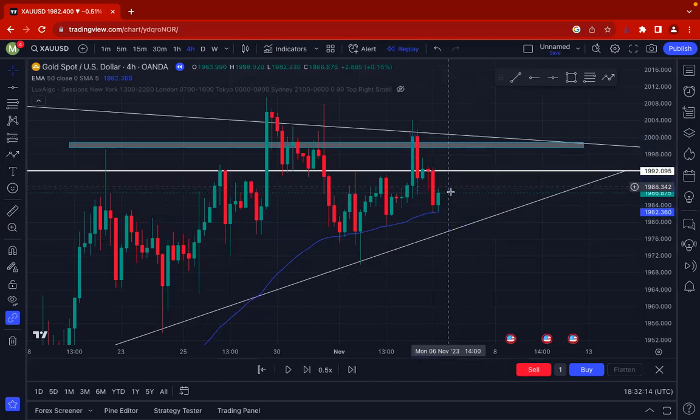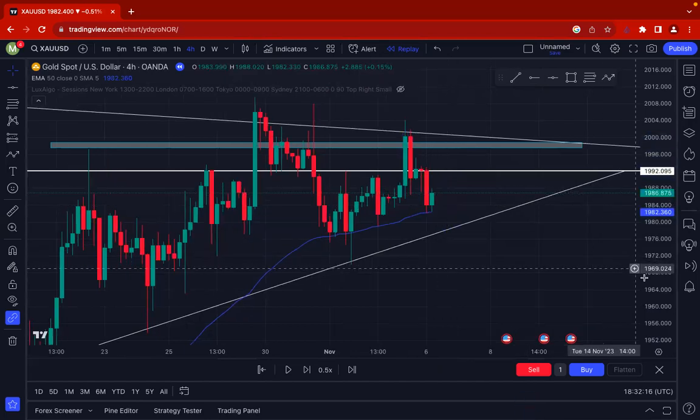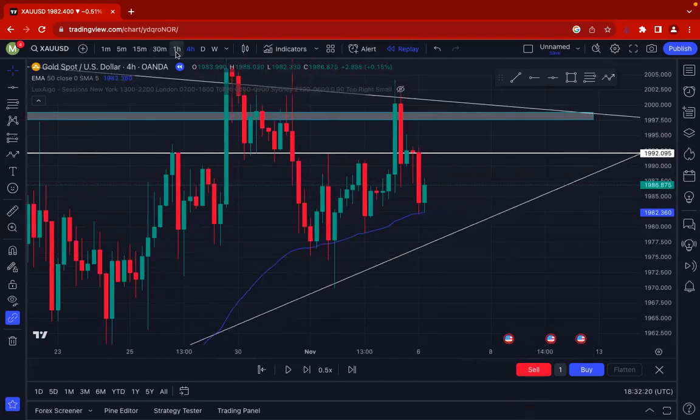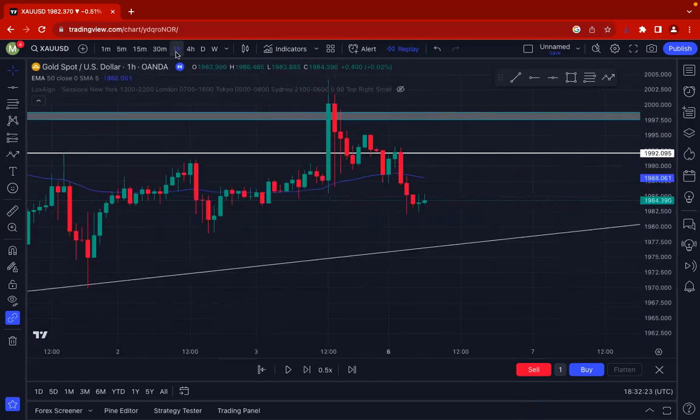So for me today, I've already analyzed this in the morning. I've already analyzed gold and I know what I'm looking for is sales. So I'll go on my 1 hour time frame. As you can see, we have started the day. Now, two time frames are in confluence, daily and 4H. They're showing me that gold is going to sell.